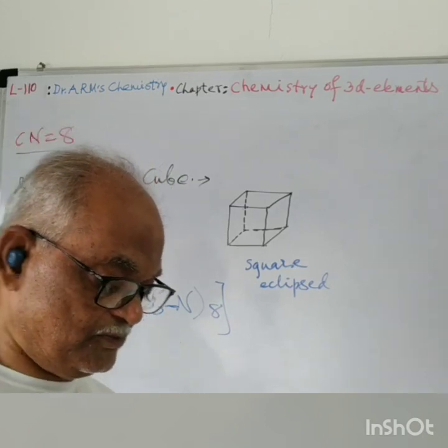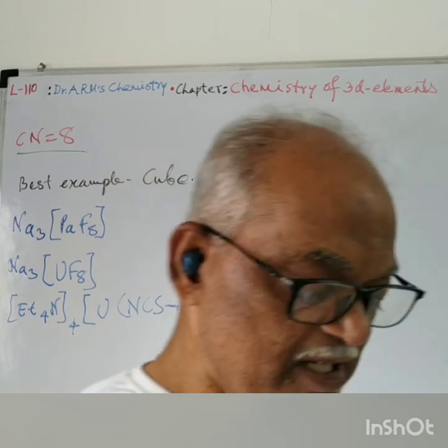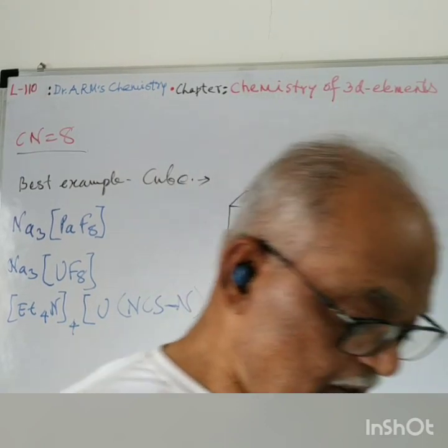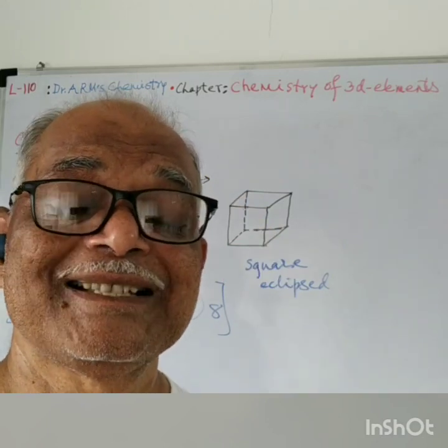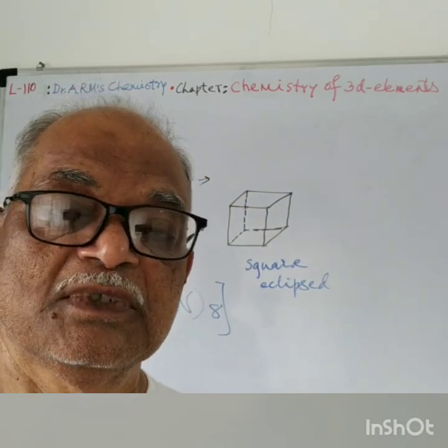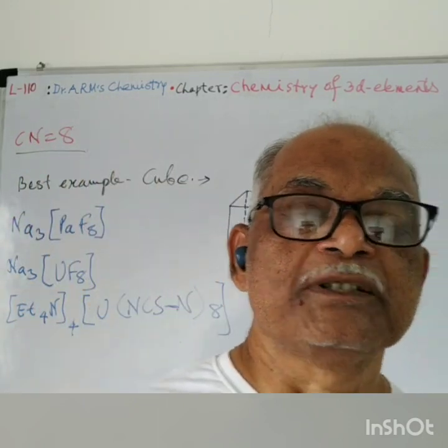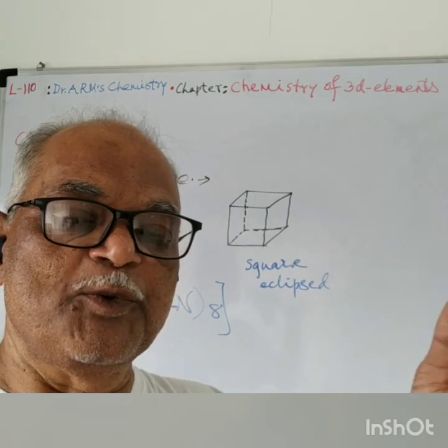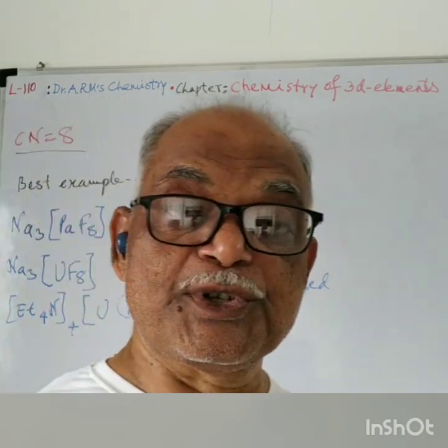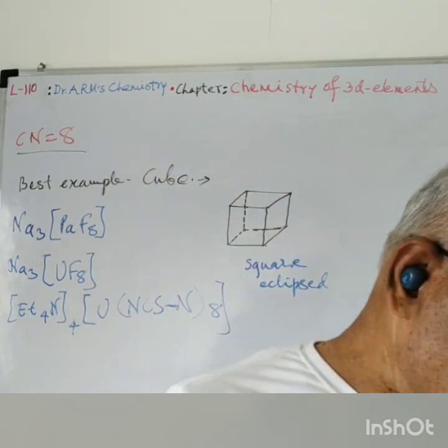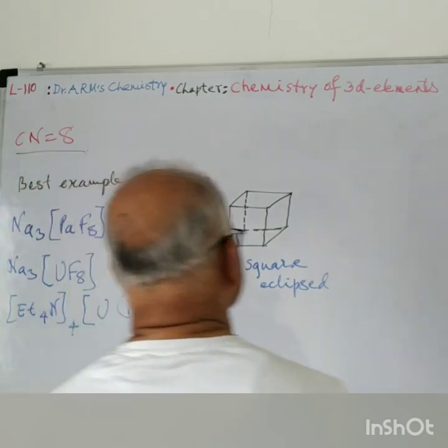The distorted structure arises in order to prevent steric hindrance. In order to remove the steric hindrance, the ligands move slightly away from each other, and this gives the distorted cubic structure, which is also called staggered squares.